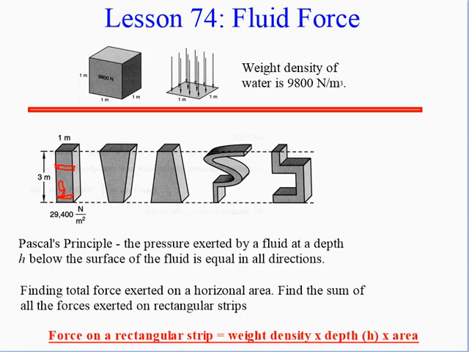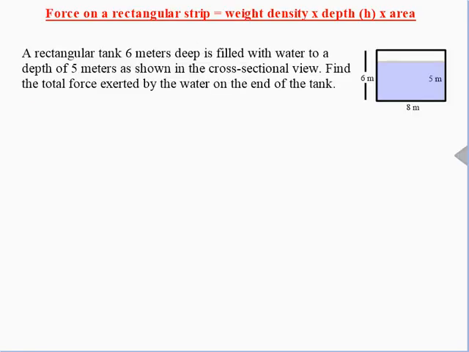So the force on one of those rectangular strips is the weight density, because it depends on what type of liquid you're talking about, times the depth, times the area. And we'll use a definite integral to help us sum up all of those rectangular strips. So here's a real simple one that we're going to start with. A rectangular tank, 6 meters deep, is filled with water, so we know we're talking about water here, to a depth of 5 meters, as shown in this cross-sectional view. Find the total force exerted by the water on the end of this tank.